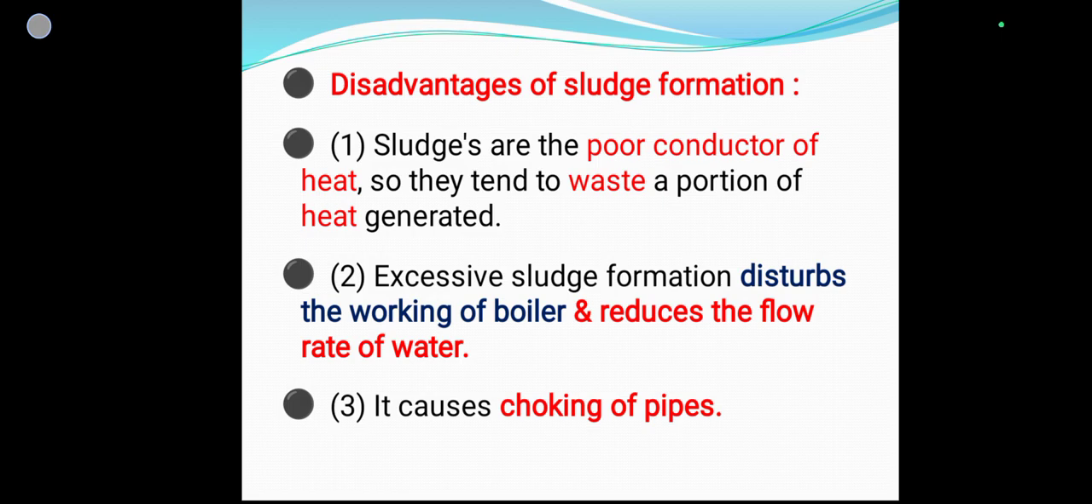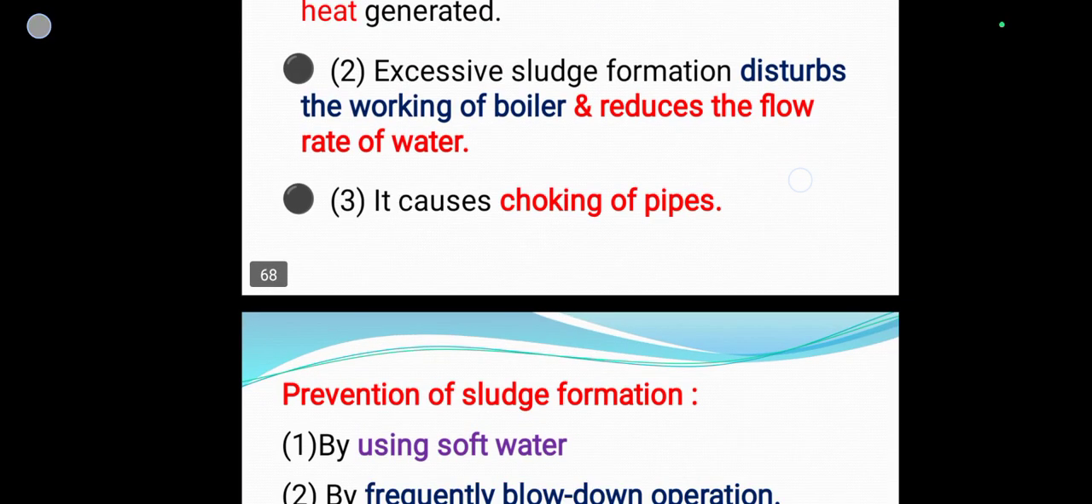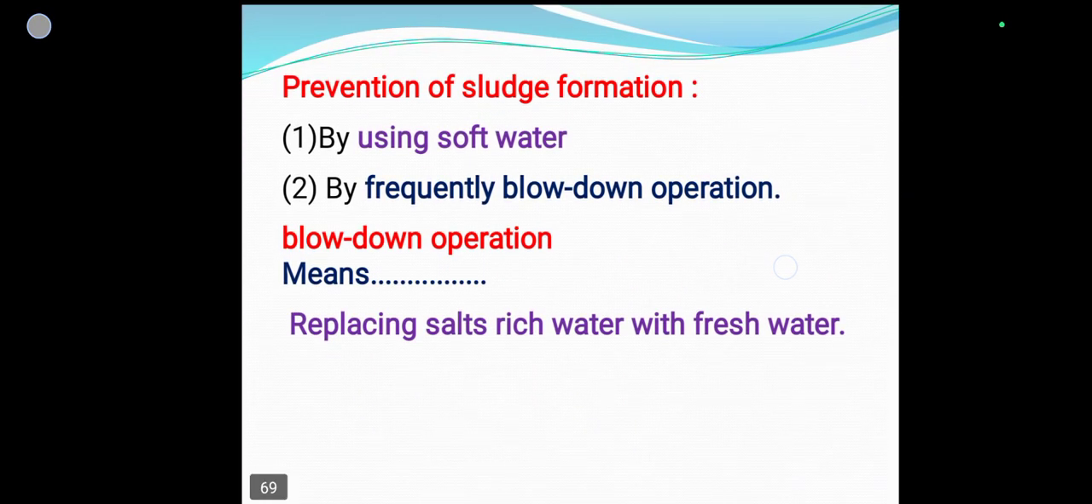Then the third one: if sludge formation is very high, then the boiler pipe will block completely. That is what is called choking, or you can say blocking of the pipe, if excessive sludge is produced inside the boiler. Then how to prevent it?